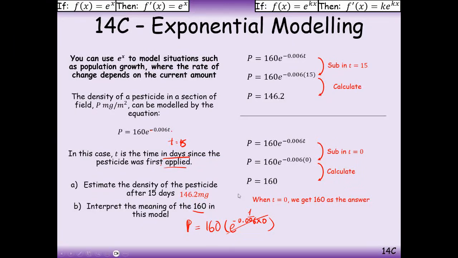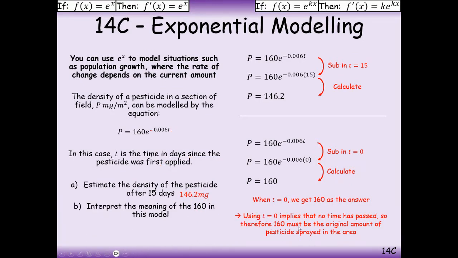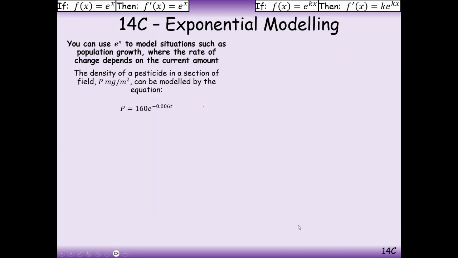Okay, so then we are going to look at when no time has passed since the model started, so no amount of pesticides has been sprayed in the air. The part is asking us to differentiate this exponential function with respect to time and interpret the significance of the sign of this answer.